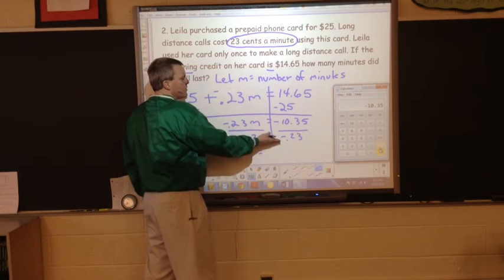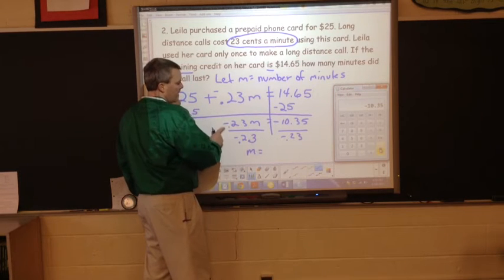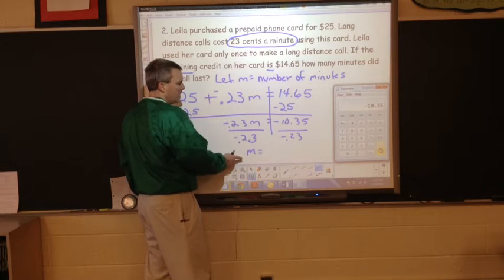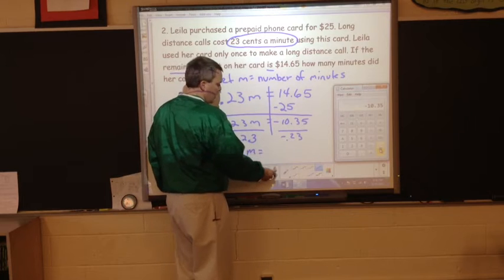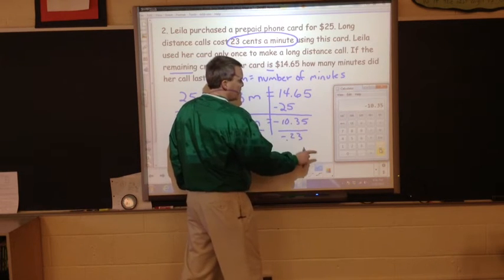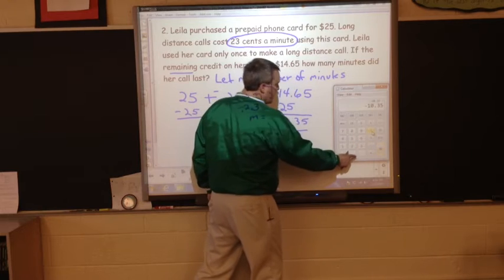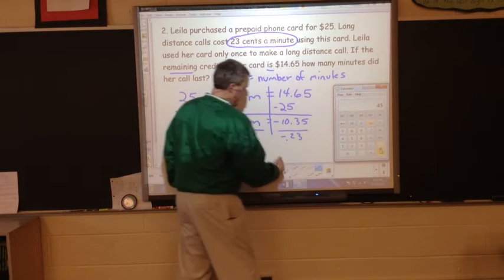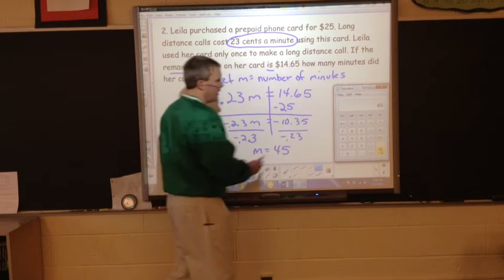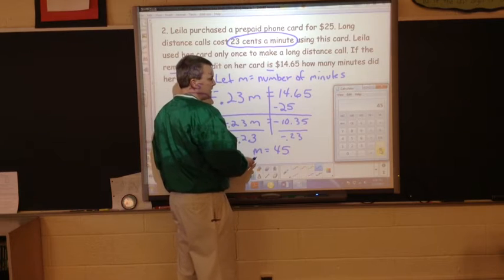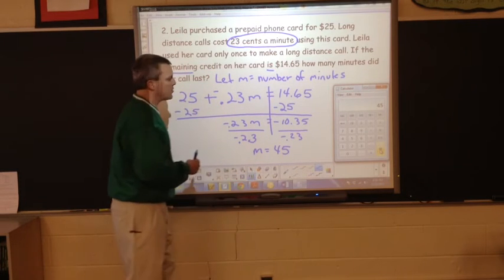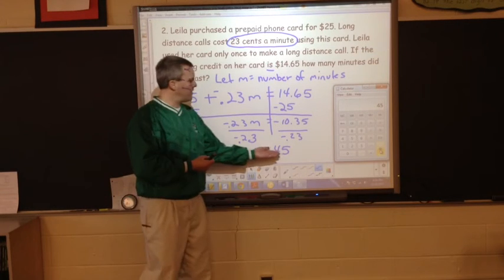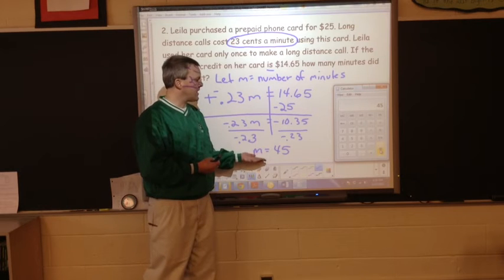So reviewing the rules for dividing integers, we have a negative divided by negative, which is a positive. 0.23 and 0.23 will just be 1m. Negative divided by negative is a positive. Negative 10.35 divided by negative 0.23 is... The solution is 45. It's important that you be able to explain what the solution means in the context of the problem. 45 equals m, where m stands for minutes.